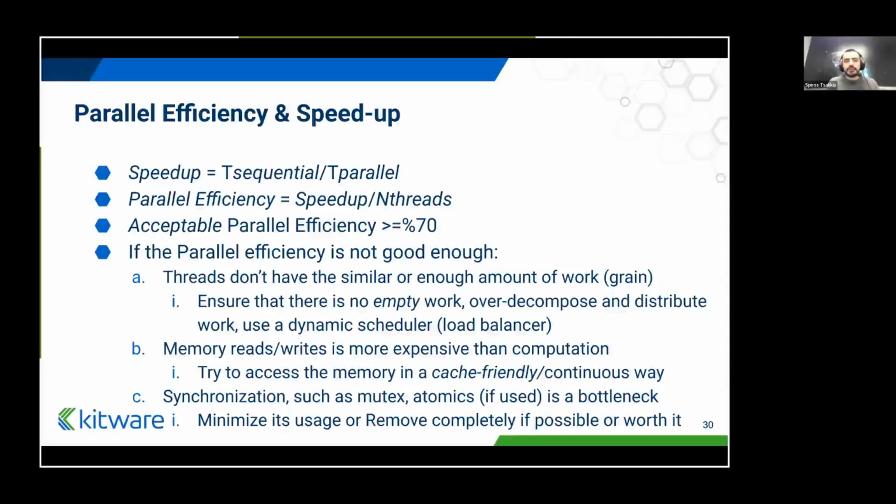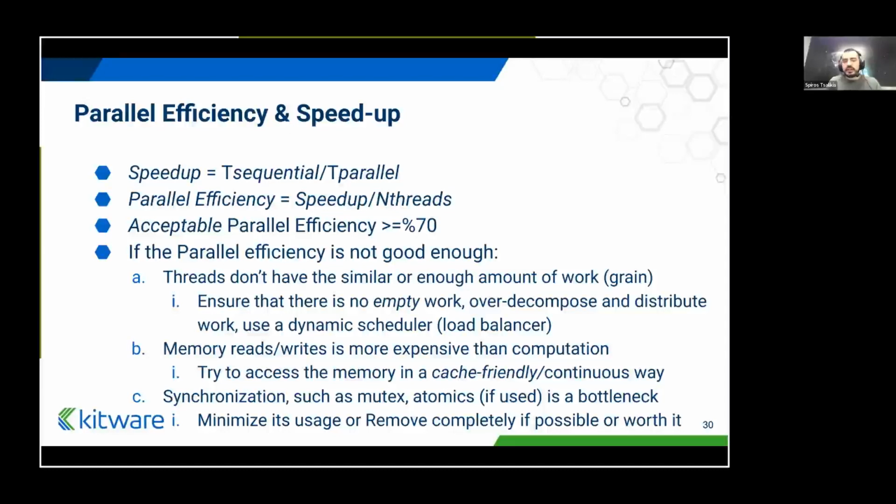So for example, if we have one execution that runs in 8 seconds, and the parallel version of it runs in 1 second, and we have 8 cores, we're going to have 8 as speedup. And the parallel efficiency of that is going to be 8 divided by the number of cores, so it's going to be 100%, which is excellent. That's the ideal. An acceptable parallel efficiency is above 70%.